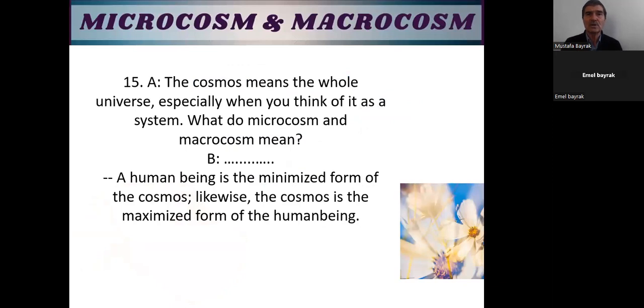Now, microcosm, macrocosm. What are they? 15a. The cosmos, what does cosmos mean? The cosmos means the whole universe, especially when you think of it as a system. What do microcosm and macrocosm mean? For example, the galaxies, the universe is macrocosm, I think, but a microbe is a microcosm. Okay, a human being is the minimized form of the cosmos. Likewise, the cosmos is the maximized form of the human being. So there is a natural and close relation between human being and the cosmos.